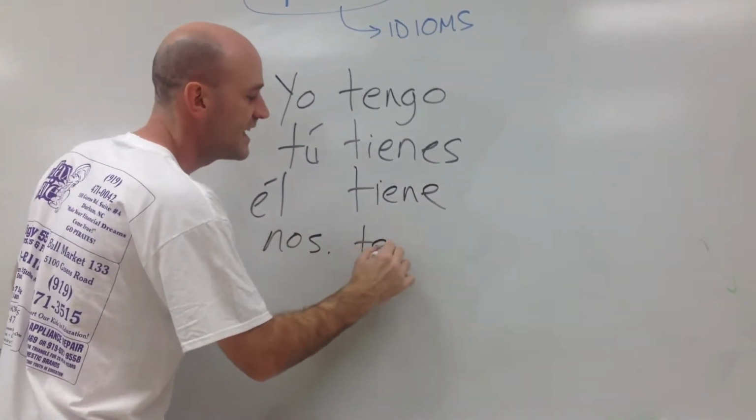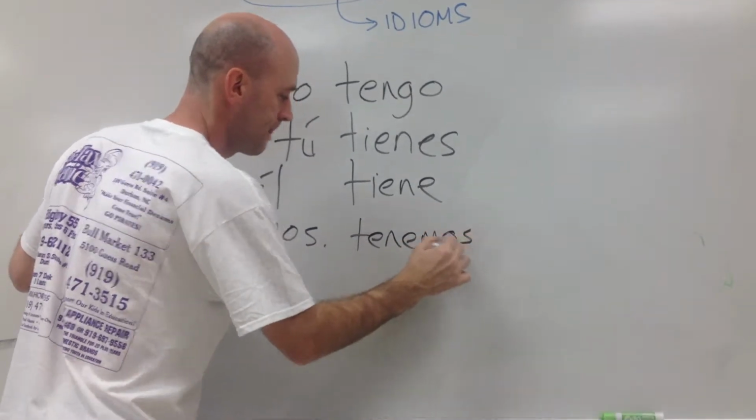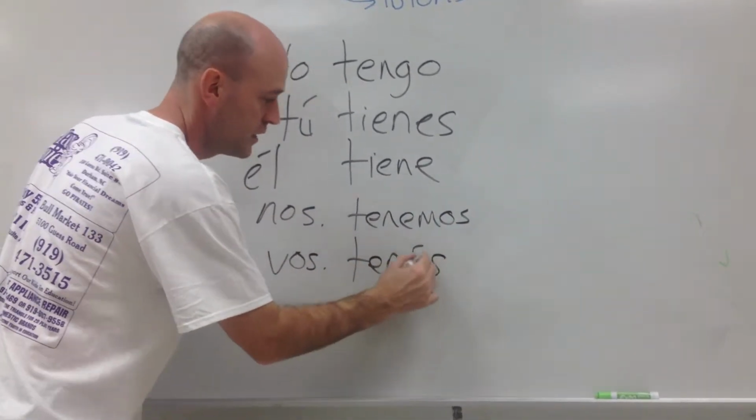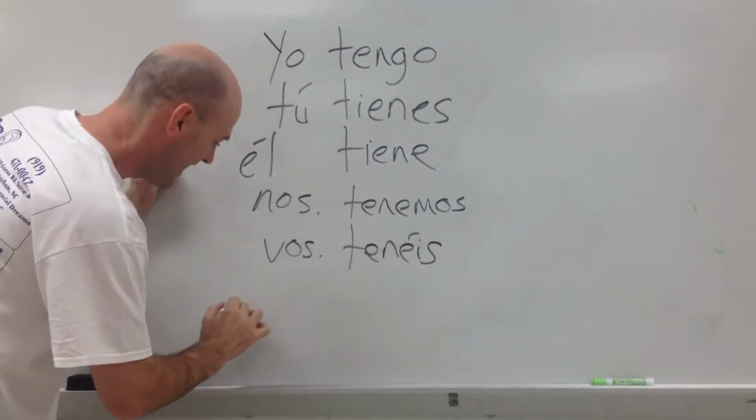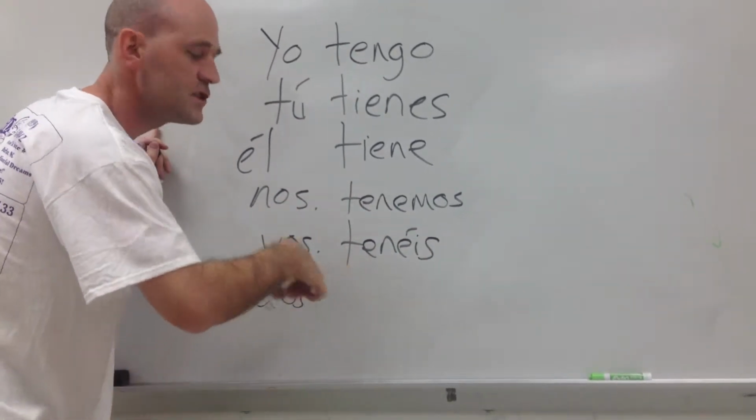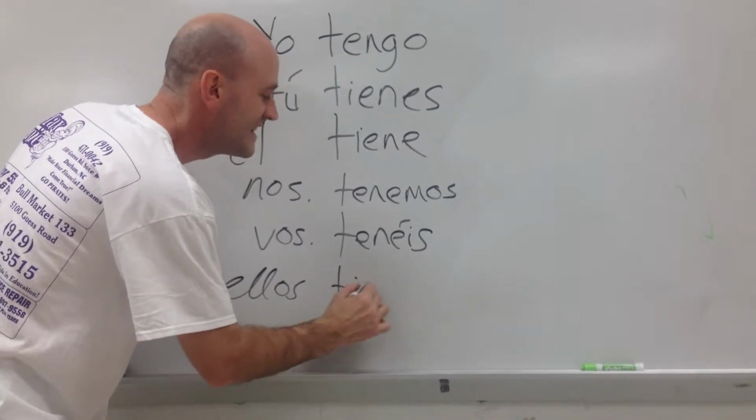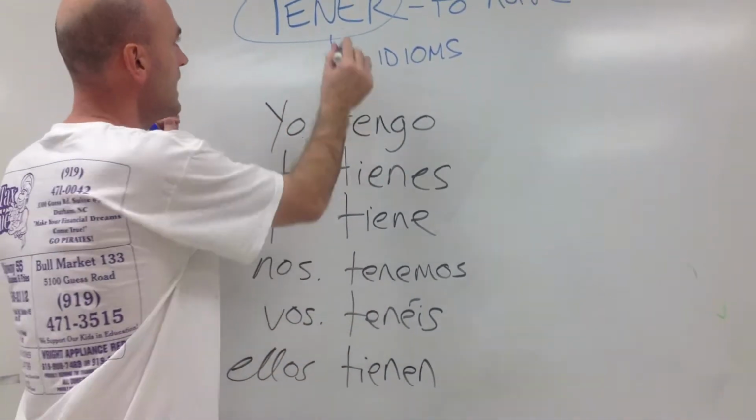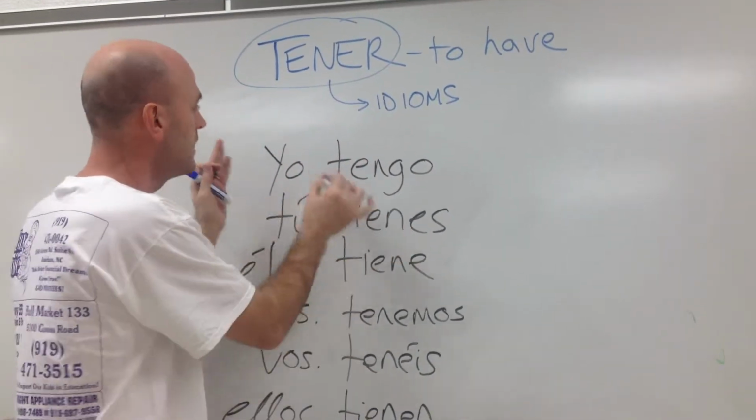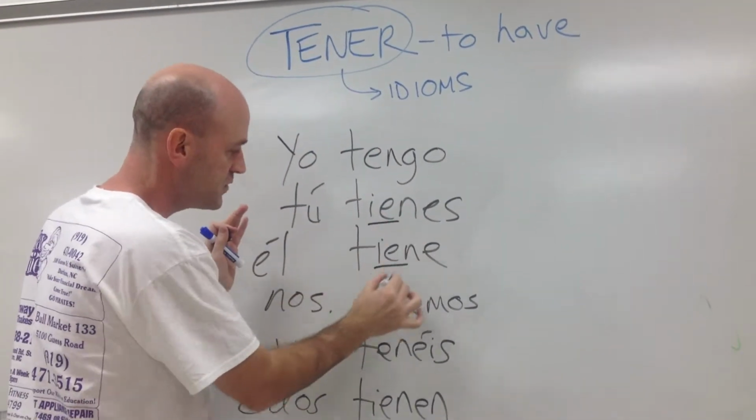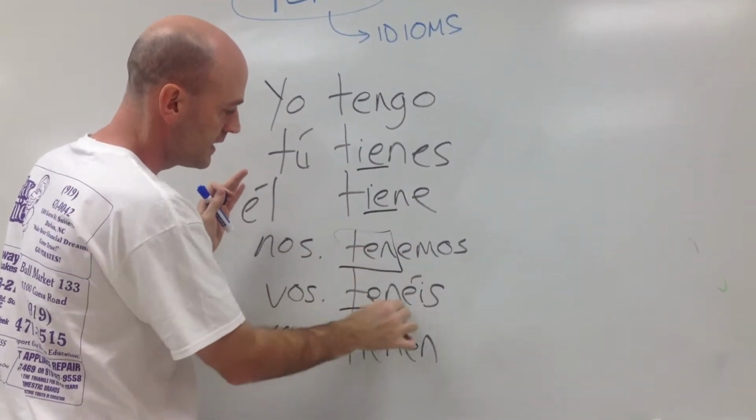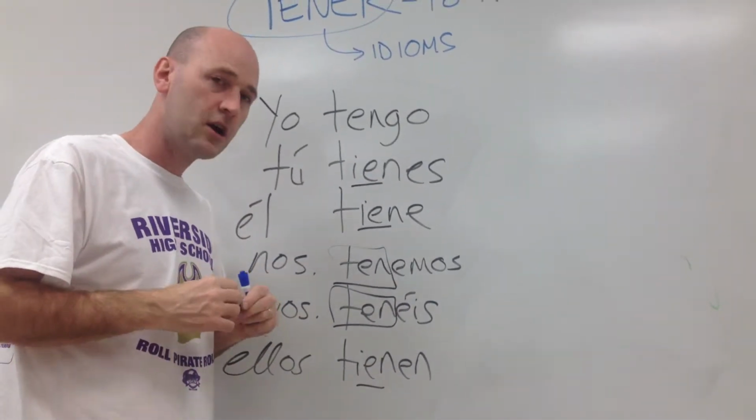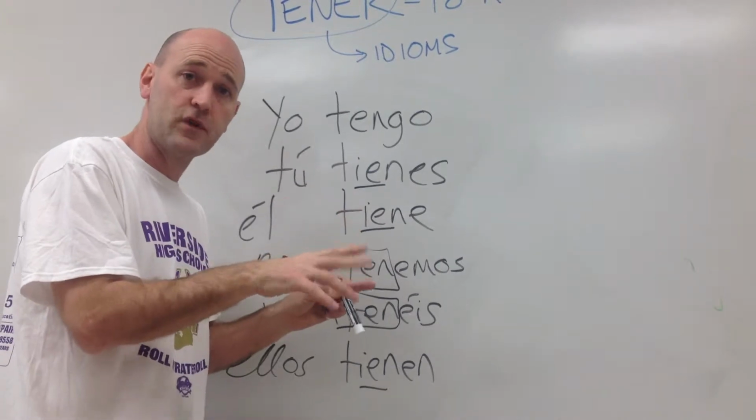Nosotros tenemos. Vosotros tenéis. I'm assuming you have this down. Ellos, ellas, ustedes tienen. Okay? Stem changer, where the E goes to an IE. A regular first person, we got the E to an IE, but then not on this, back. Stem changing verbs. If you're unclear, watch the stem changing verb video.